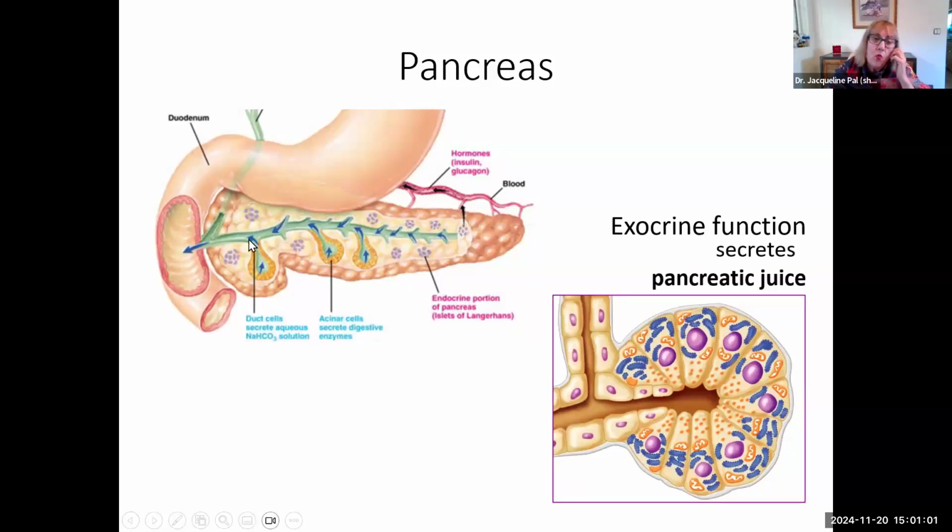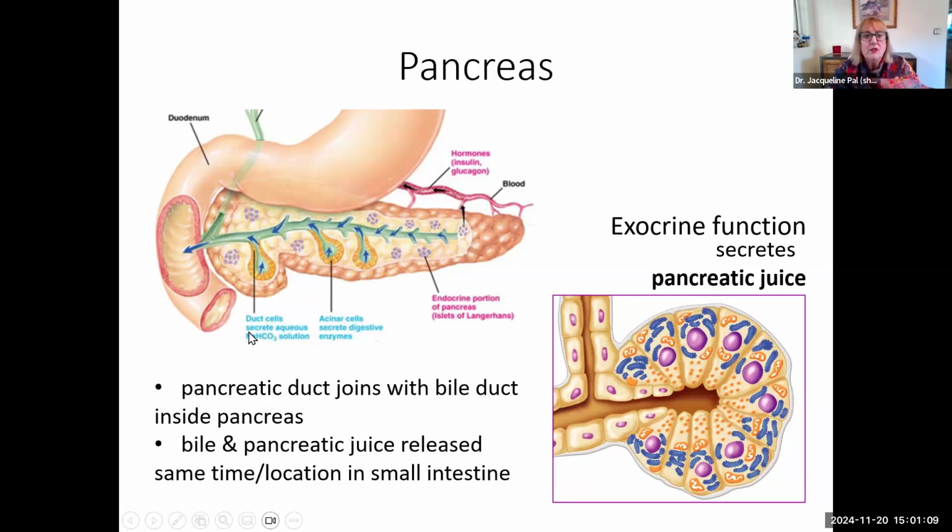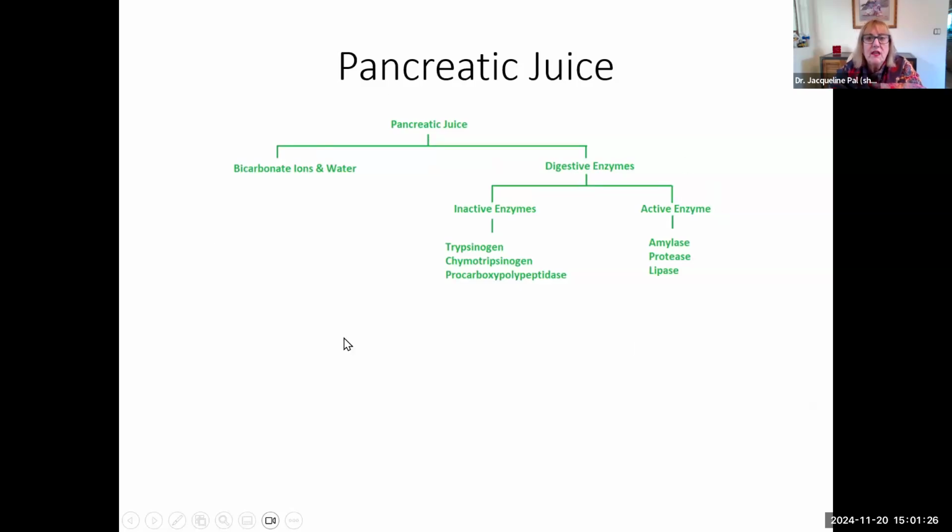Okay. And what we call this mixture of substances coming from the pancreas, that is called pancreatic juice. Okay, so the pancreatic duct joins with the bile duct, and the bile and the pancreatic juice are released at the same time in the same location into the duodenum of the small intestine.